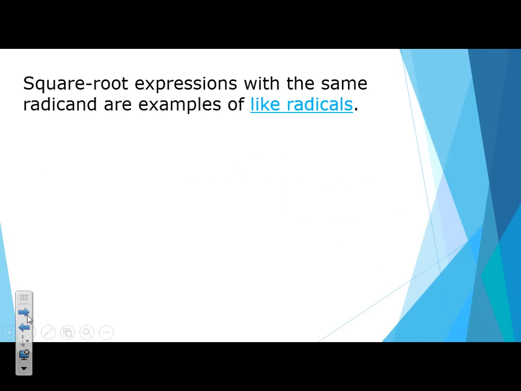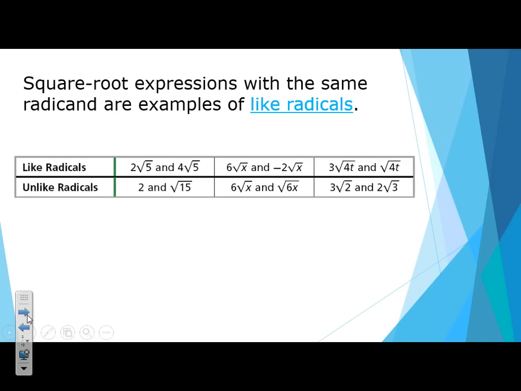We need to remember that square root expressions with the same radicand are examples of what are called like radicals. So we're going to try to make things into like terms. This little chart here illustrates what I'm talking about. You don't need to write this part down, but please watch. Like radicals have the same radicand. Like square root of 5 here and square root of 5, they both have a 5 as the radicand, the number underneath the square root, so they are considered alike. Both have x, both have 4t as radicands, they are considered alike. If those two do not match, they are not considered alike, and we cannot add or subtract them.